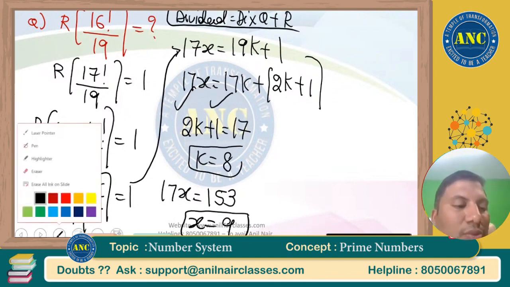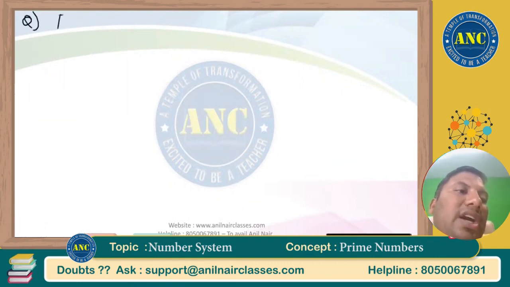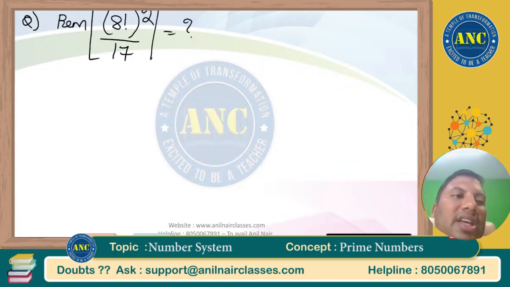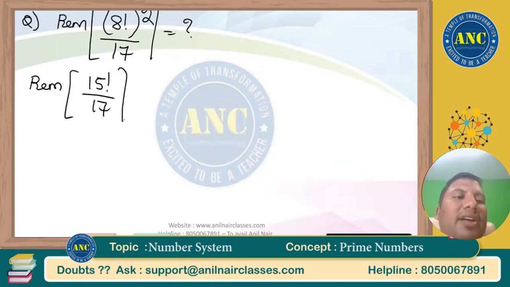Two more questions in this model we will discuss, so that you will understand the mistake that is present in most of the textbooks. 8 factorial whole square divided by 17. See here, remainder 1. 15 factorial divided by 17 is nothing but 17 minus 1 by 2, 16 by 2, which is 8. I hope the idea is clear.